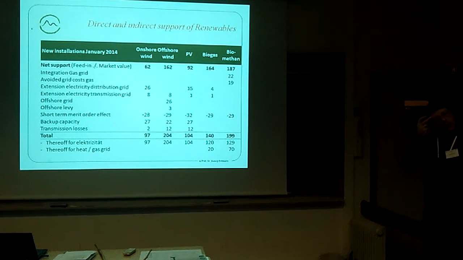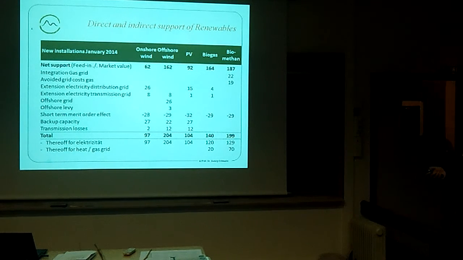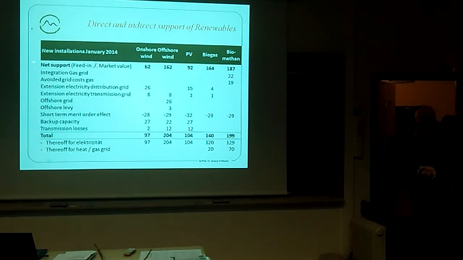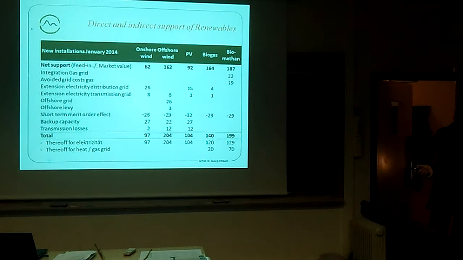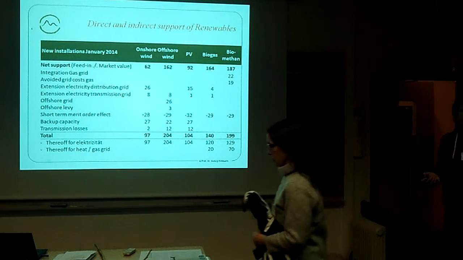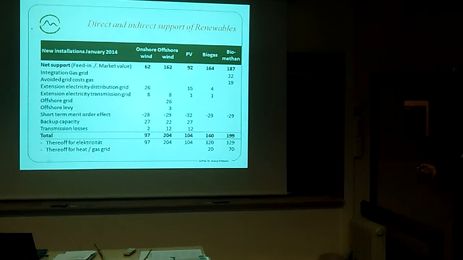So what is the government in Germany doing? They look at which are the costly technologies. This is the net support, that is the feed-in tariff minus the market value of renewables. And you see there are two technologies now which are relatively cheap, and these are the intermittent technologies, onshore wind and photovoltaics. And the remaining technologies, which play some important role, are more than double: offshore wind, very expensive, biogas, very expensive, and if you transform biogas into biomethane, even more expensive.